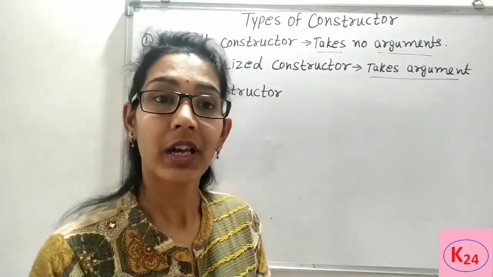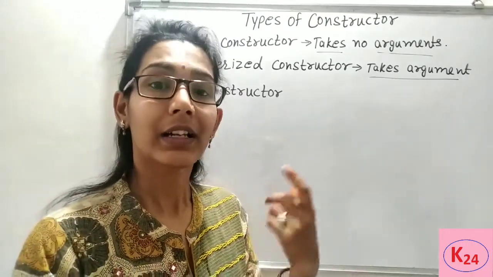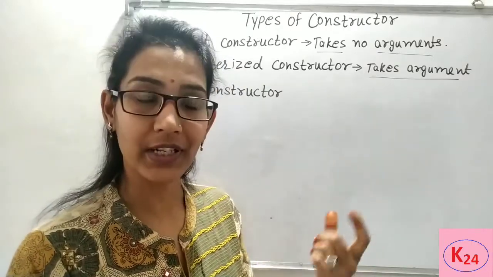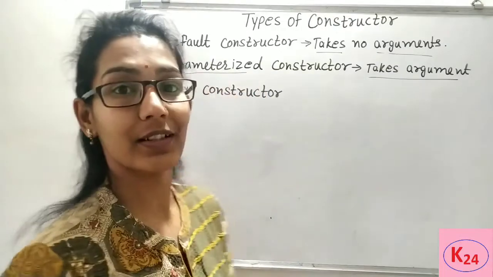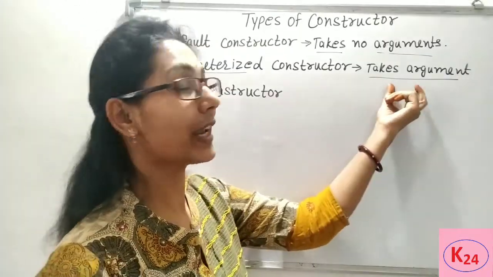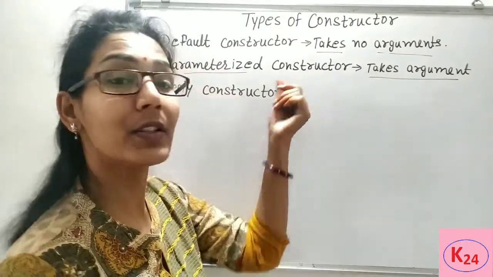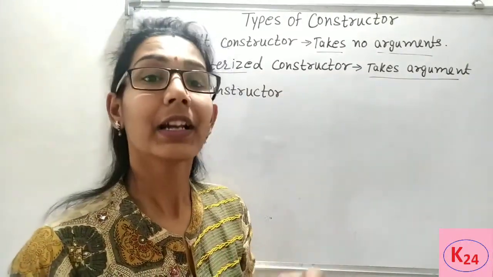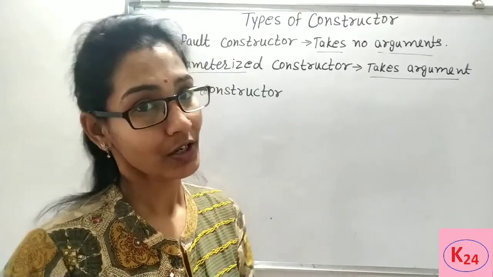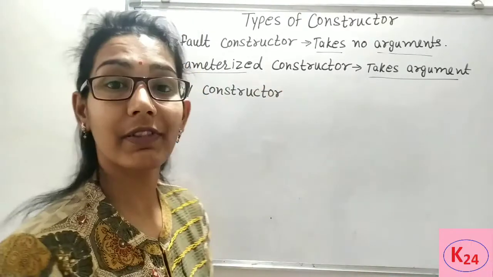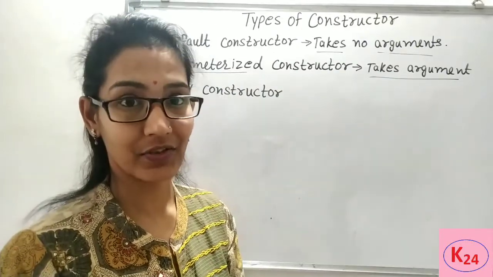Now suppose we want to assign different values to different objects, then what to do? For this we will use parameterized constructor. So parameterized constructor is used to take arguments, and it is used when we assign different values to the data members of the different objects. So for this we will use parameterized constructor.